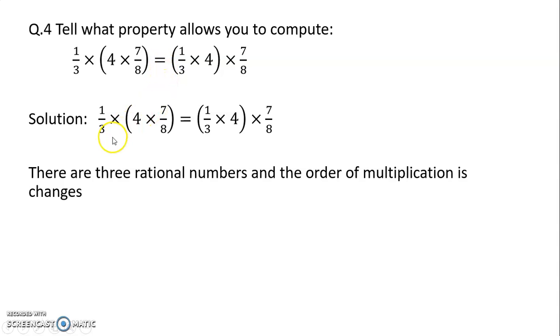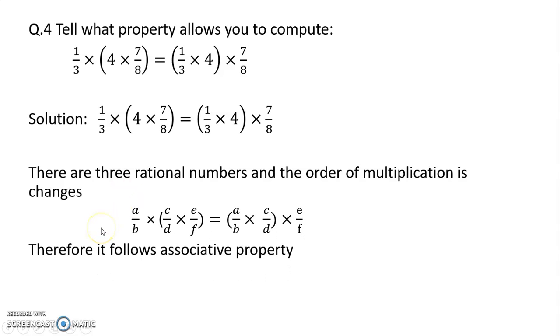They have taken three rational numbers and changed the order of multiplication. Which property follows this? There are three rational numbers and the order of multiplication changes. That means you have to tell only about the property. You need not solve this, but tell the property. So this is the associative property. The associative property is that when three rational numbers are taken and the order of multiplication is changed among the three rational numbers, the result of both sides would be the same. So you can check this.